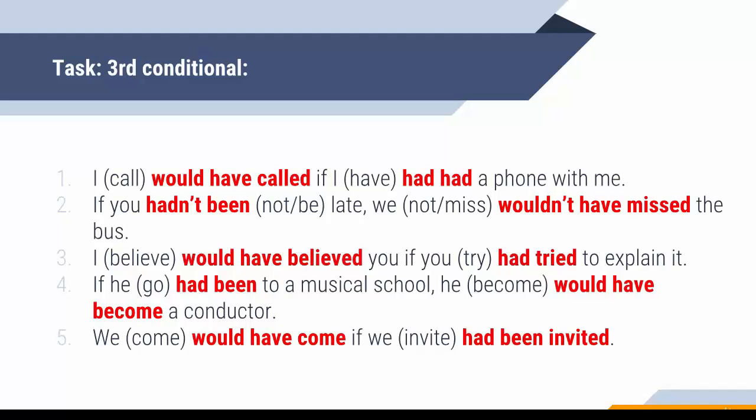Number 3. I would have believed you if you had tried to explain it. Reality: you didn't try to explain it, so I didn't believe you. The fourth one. If he had been to a musical school, he would have become a conductor. Reality: he was not a conductor because he did not go to a musical school. Number 5. We would have come if we had been invited.